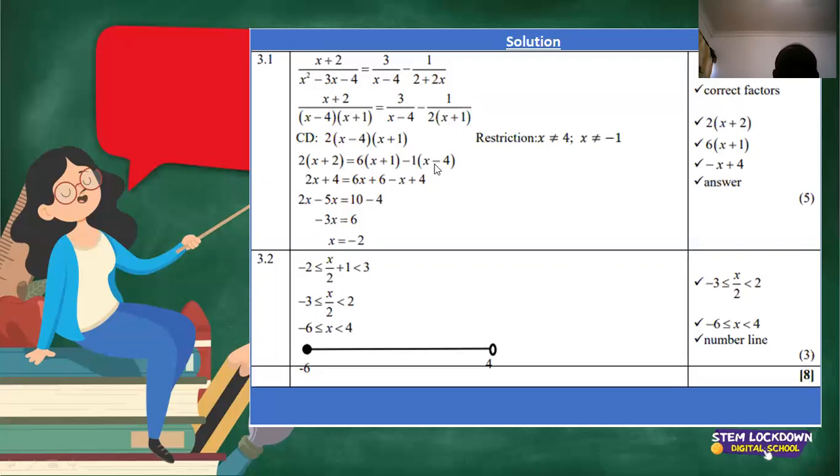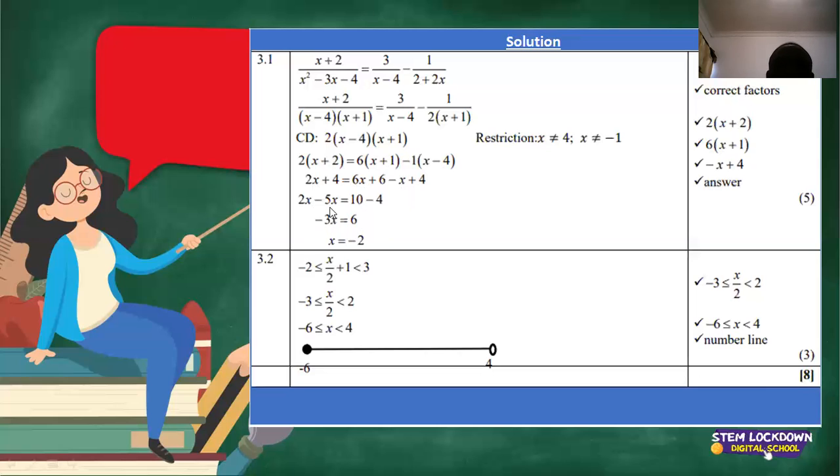After that, we're going to expand this. 2 times x gives you 2x, 2 times 2 is 4, then 6 times x is 6x, 6 times 1 is 6. Then negative 1 times x gives you negative x, negative 1 times negative 4 gives you positive 4. Now collect your like terms, put your like ones together. 2x plus 6x minus x gives you 7x. Bring your minus 5x over to give you negative 5x. And then 6 plus 4 is 10. Take your 4 over, that gives you 4 minus 10, which is minus 6.